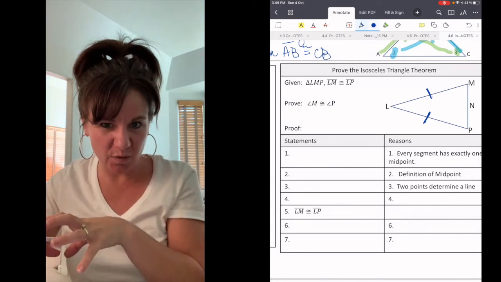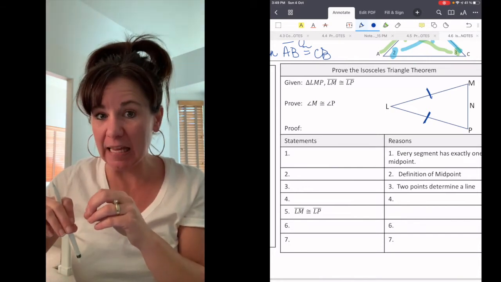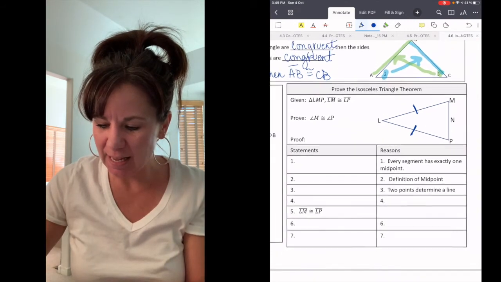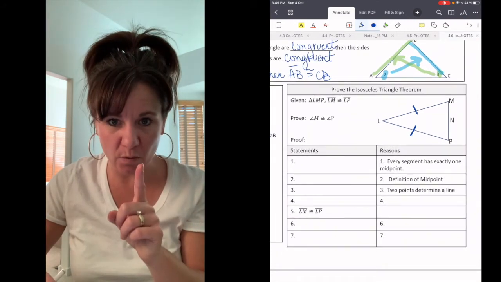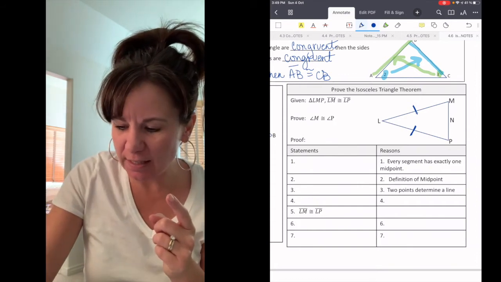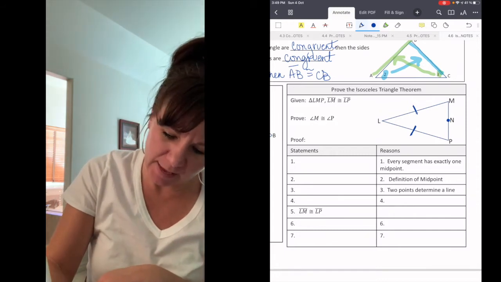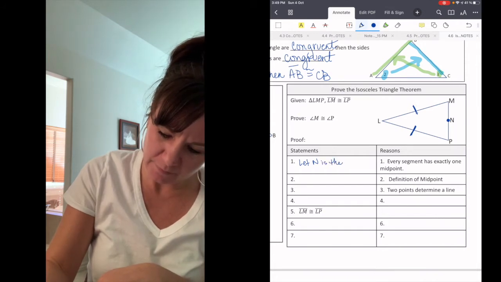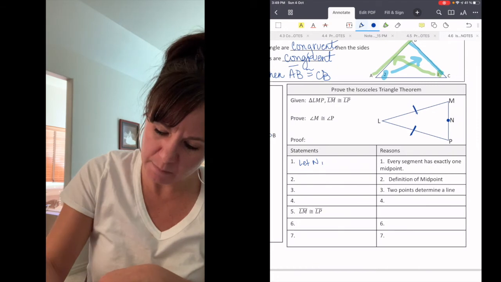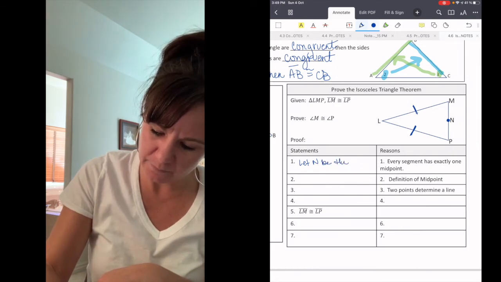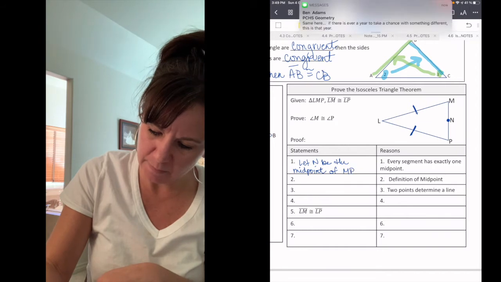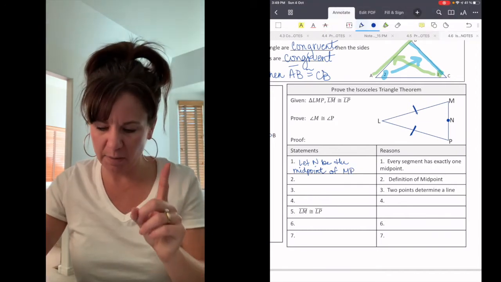There are already some reasons filled in, which are sort of hints. Reason 1 says that every segment has exactly one midpoint, which it does. And you see this N hanging out right here? So we're going to say that N is the midpoint. Let N be the midpoint of segment MP, because every segment has one midpoint.